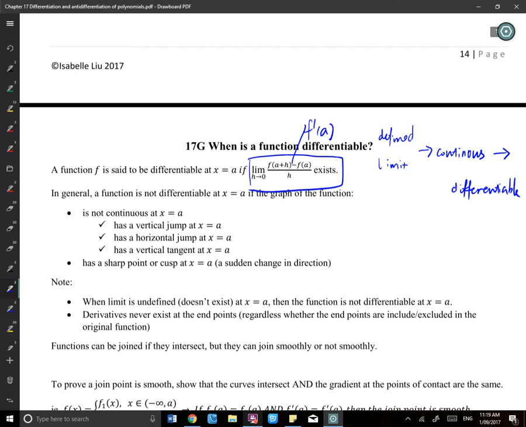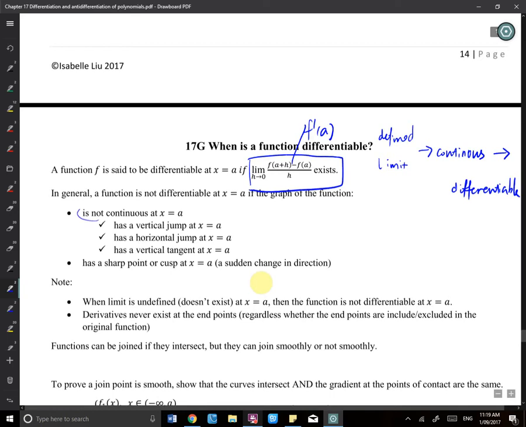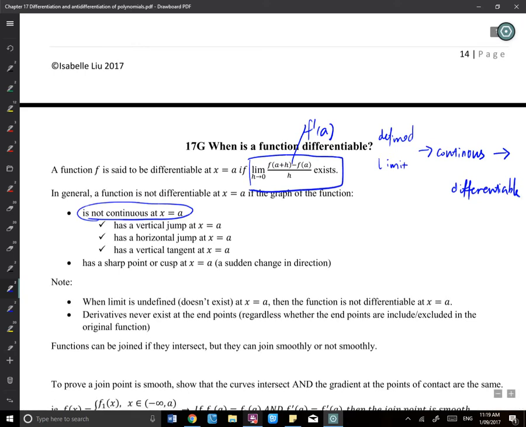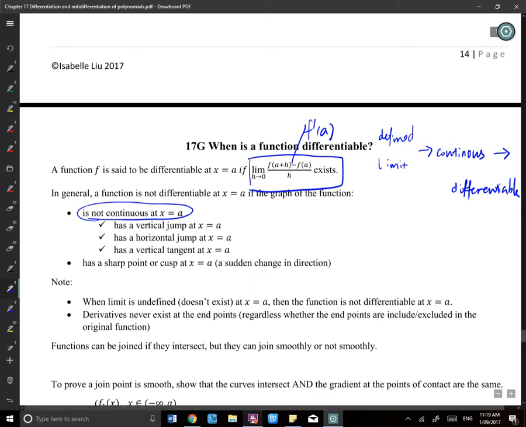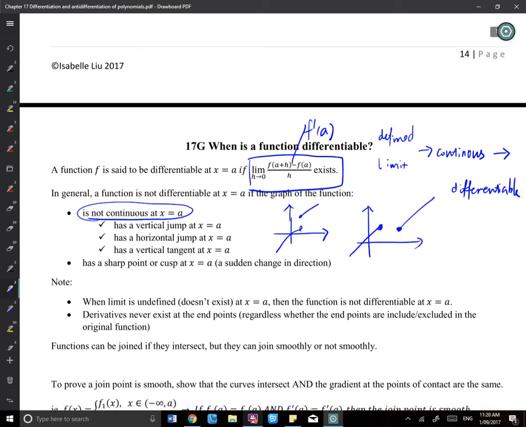In general, a function is not differentiable at x equals a if the graph is not continuous at a. That's the first thing. If it's not continuous at x equals a, then we're not talking about anything else. We stop there. So when it's not continuous, for example when there's a vertical jump, like a graph like that. When there's a horizontal jump, what is a horizontal jump? That's a horizontal jump. In between those 2 points, there's no value given.